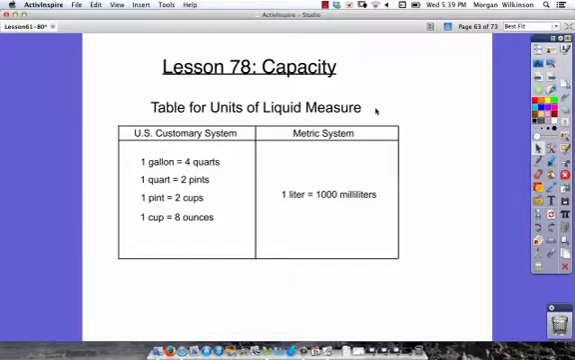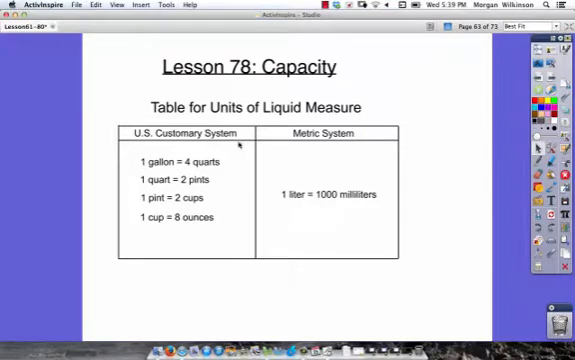Lesson 78 is about capacity, and capacity tells us how much a container can hold. So we've got a table for units of liquid measure. This needs to be copied into your notes. If you'd like to pause now, please do so you can get this written down.